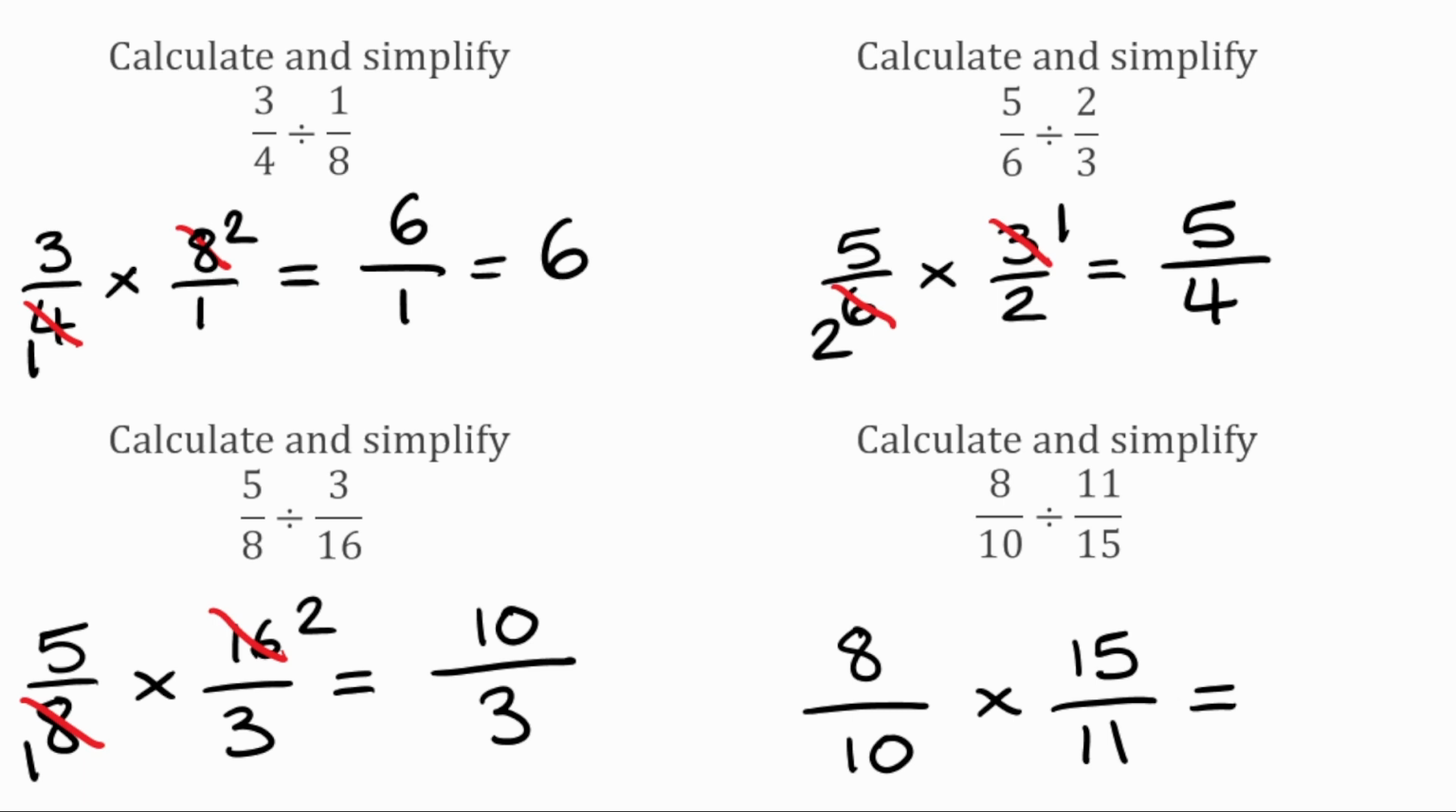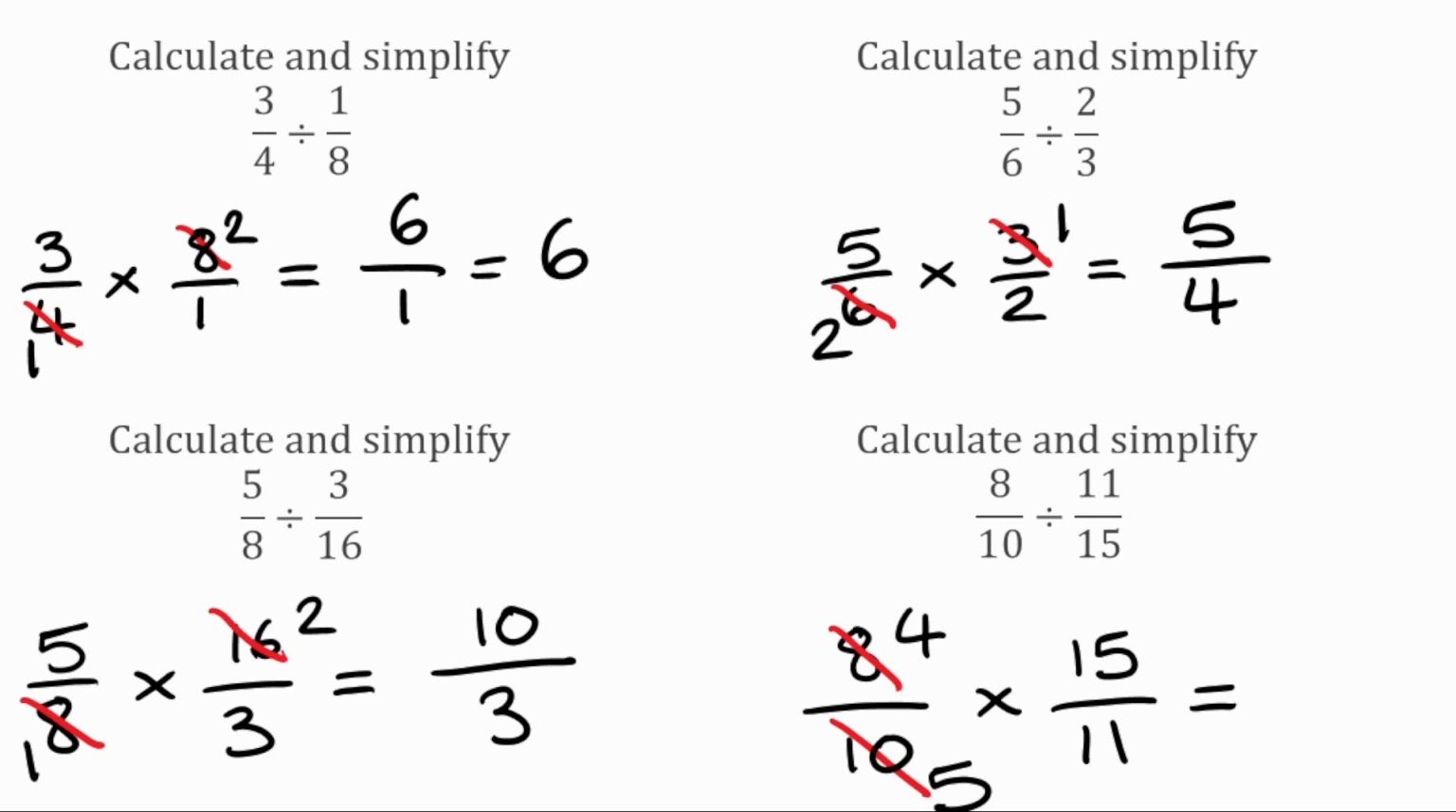The highest common factor of 8 and 10 is actually 2, meaning I can divide both of these numbers by 2. So if we do 8 divided by 2, we get 4. And if we do 10 divided by 2, we get 5. So that's now simplified to 4 over 5. So the individual fractions are simplified. We want to see if now we can cross cancel.